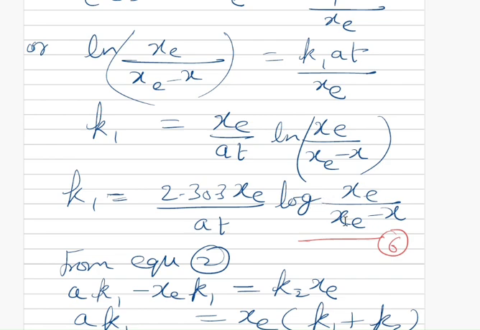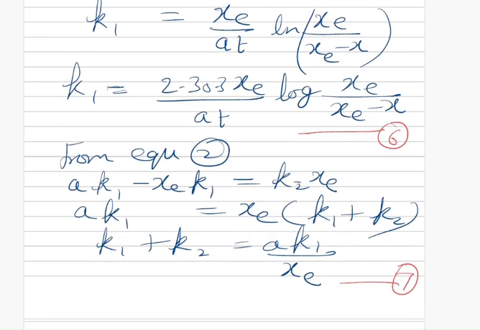Log of xc divided by xc minus x. And from equation number 2 we get that a k1 minus xc k1 is equal to a2 xc. So a k1 is equal to xc into k1 plus k2. Now k1 plus k2 is equal to a k1 by xc.